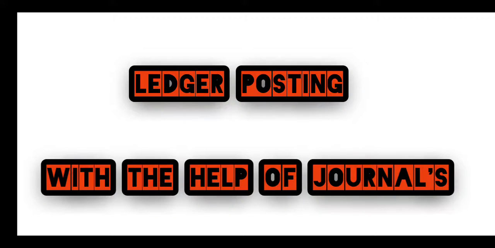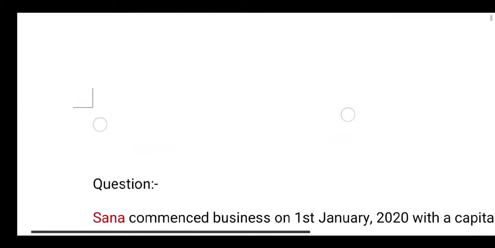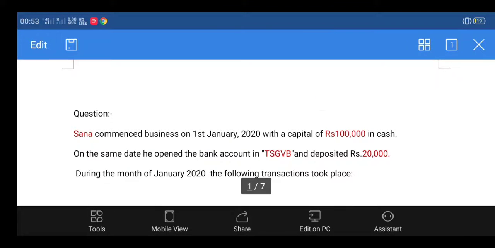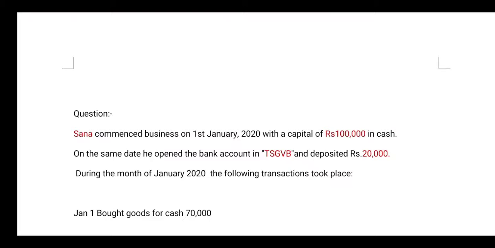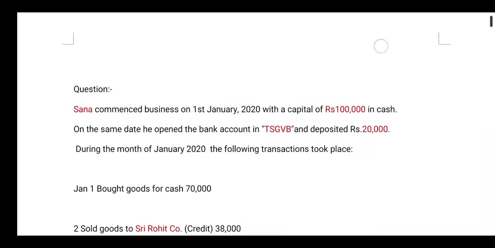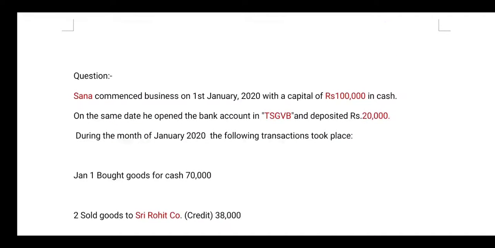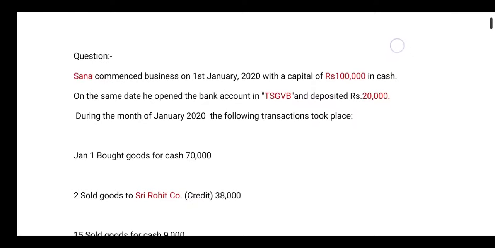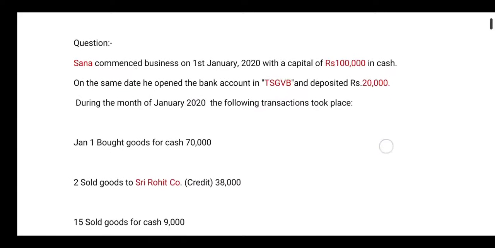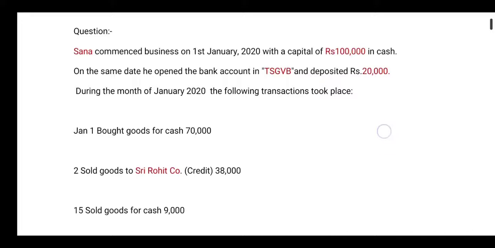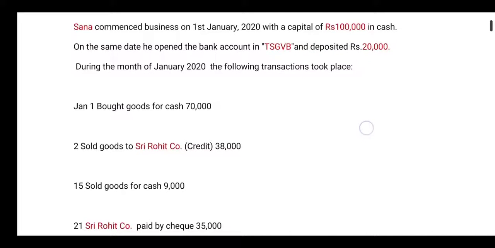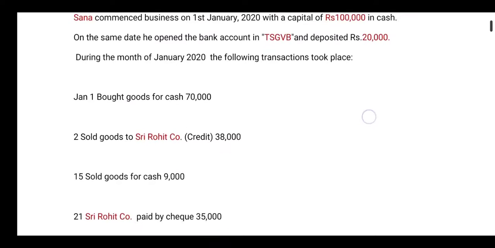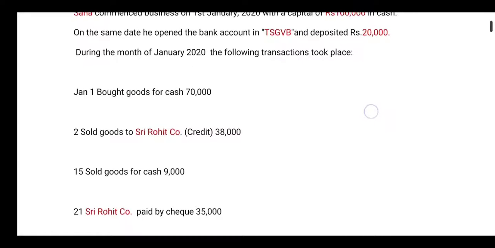Ledger posting with the help of journals. Now we take one problem. Question: Sana commenced business on 1st January 2020 with a capital of 1 lakh in cash. On the same date, he opened a bank account in TSGBB and deposited 20,000.